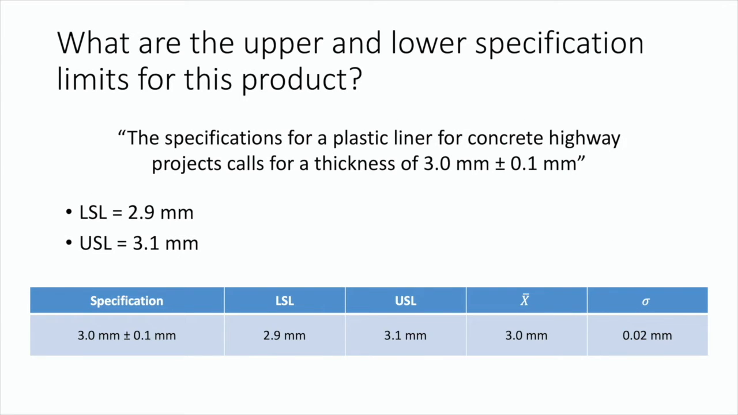What are the upper and lower specification limits for this product? Now we see that it's already stated that the specification calls for a thickness of 3.0 millimeters plus or minus 0.1 millimeters. So to find the upper and lower specifications, all we have to do is get the base value, which is 3.0 millimeters, and the lower value will be minus that 0.1 millimeter and upper being plus the 0.1 millimeter. So we get that LSL is equal to 2.9 millimeters and USL is equal to 3.1 millimeters. And so that's the answer to the first question.